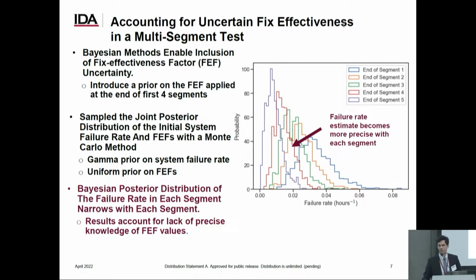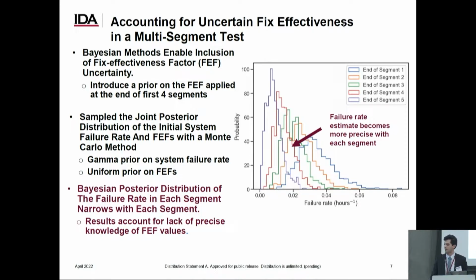Now, finally, before wrapping up this section, I just want to show that Bayesian methods can very naturally include additional sources of uncertainty, such as the uncertainty in the fixed effectiveness factor, or the average improvement in the system's reliability between subsequent test segments. And this can be included just by introducing a new prior for each fixed effectiveness factor after each test segment. This makes the posterior distribution somewhat more complicated. It can only be visualized by applying a Monte Carlo method to sample the joint posterior of the failure rate and the fixed effectiveness factor.